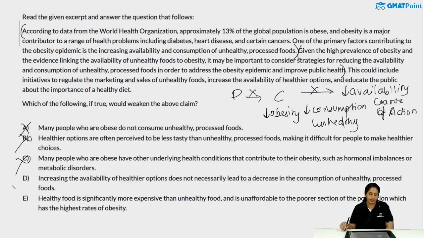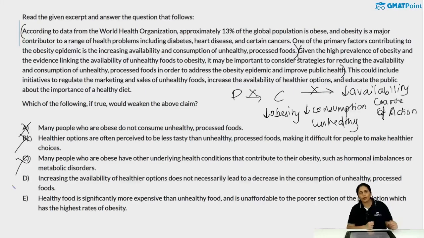Increasing the availability of healthier options does not necessarily lead to a decrease in consumption of unhealthy processed food. Even if this is true, our passage is saying not just increasing the availability of healthier options, but at the same time decreasing the availability of unhealthier options. So if you do both of them together, it would mean that there will be a decrease in the consumption, not just A alone, but A accompanied by B. If you increase availability of healthier options and decrease the availability of unhealthier options, then the consumption has to reduce because you're just making it difficult to get to unhealthy options as such.